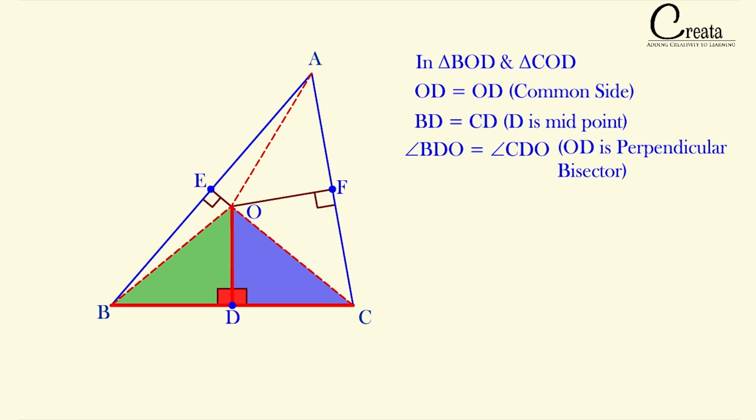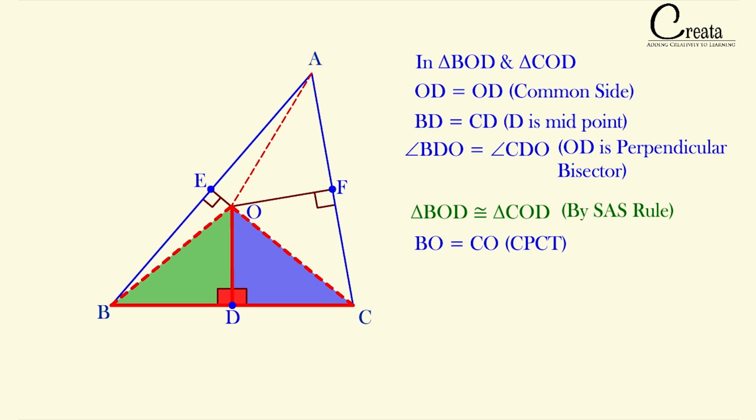So by SAS, that is the side angle side rule, we can say both of these triangles are congruent to each other. And by CPCT, we can say the corresponding sides of both of these triangles will be equal, that is BO is equal to CO. Okay, so we got BO is equal to CO.